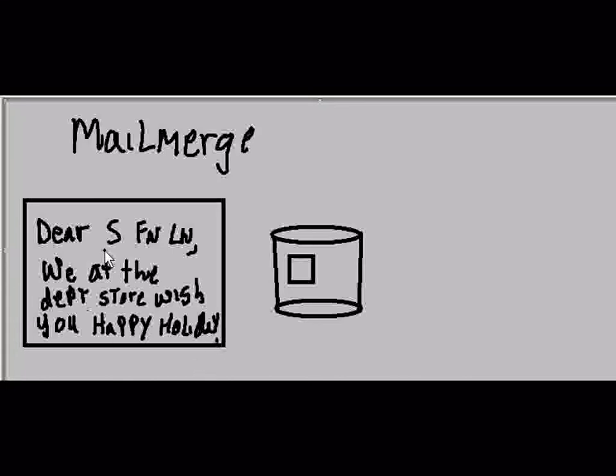So you have three fields of information in the database: Mr. or Mrs., and then the person's first name and the person's last name. So, Dear Mr. Bill Gates, we at the department store wish you a happy holiday. Yada, yada, yada. So one record at a time, those records fill this paper up and it gets printed out.